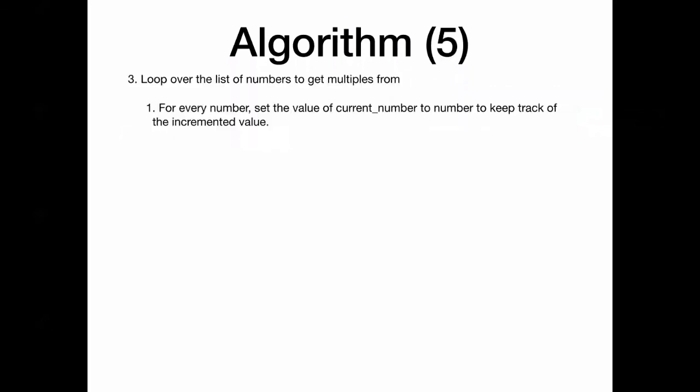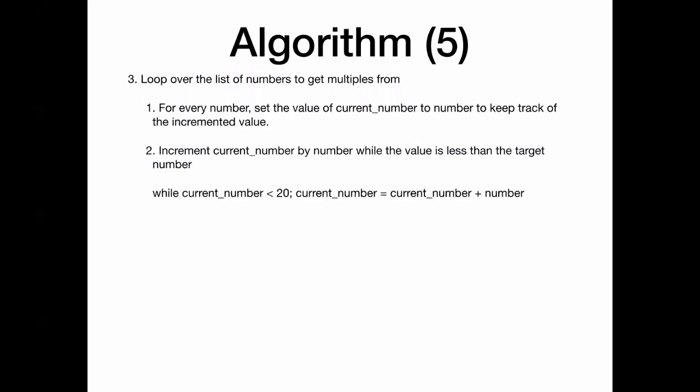So continuing on with the steps, I will loop over the list. This is where we left off earlier, just for reference. Next is increment current number by number while the value is less than the target number. If we are thinking about it, it's going to look like this. It's a little bit like the code already, but you're really trying to implement it manually without writing everything together. So I'm going to increment current number while it is less than the target. While current number is less than the target of 20, I will increment current number by number.